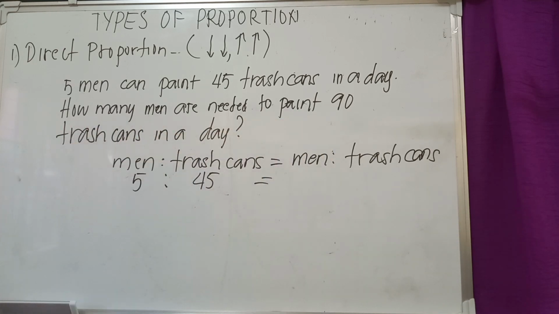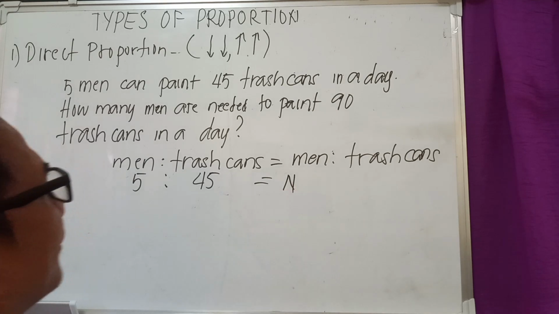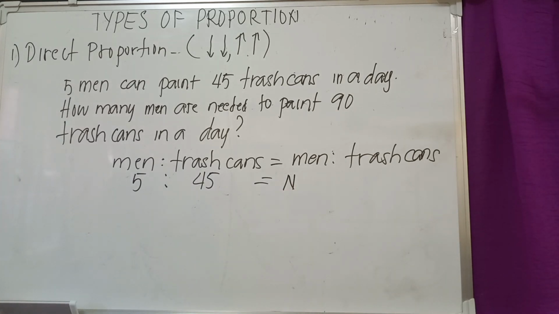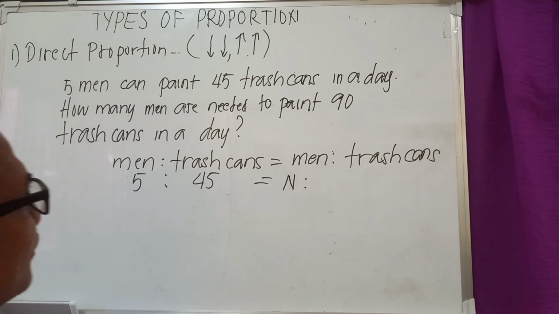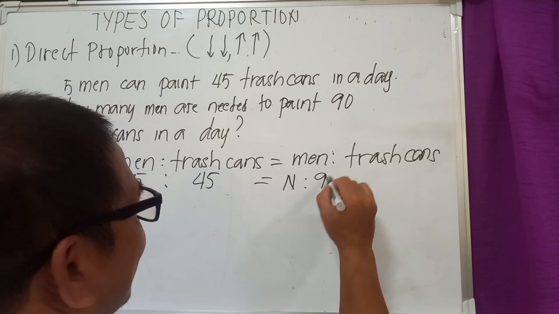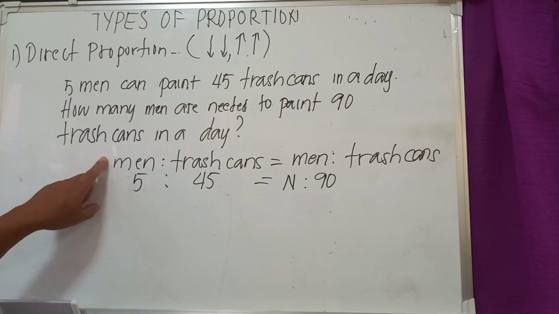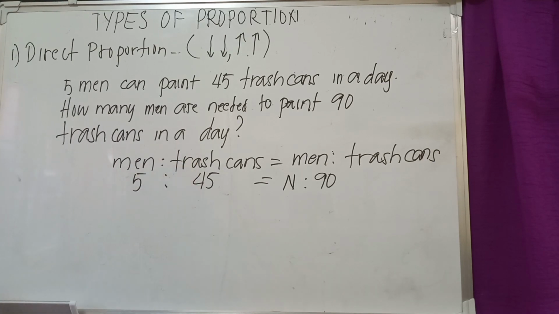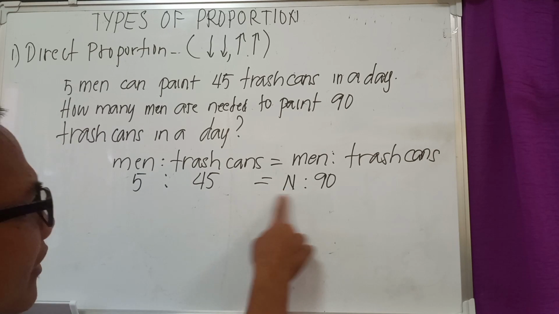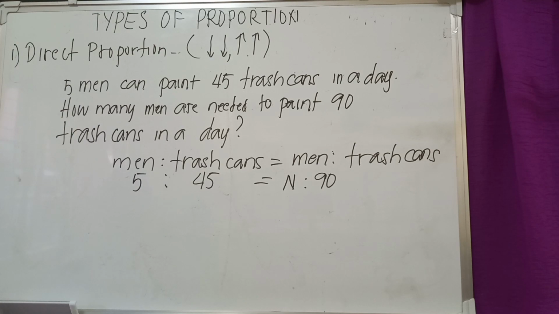How many men? So ibig sabihin tinatanong niyo kung ilan. Eh wala. So yun yung ating n. Gagamit tayo ng variable na n. Is to ilang trash cans daw ang pipinturahan? 90. Ayan. So, 5 men can paint 45 trash cans in a day. Now, how many men are needed to paint 90 trash cans in a day? So, let us answer.